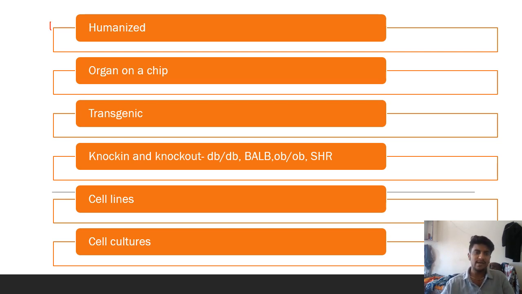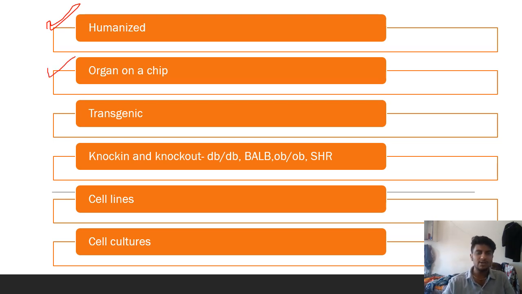So first is a humanized model. So we have humanized rats, humanized guinea pigs, humanized mice. So these are particular animals that are specifically induced with a human gene. So they possess certain peculiarities and characteristics that are similar, and they show similar genetic expression.